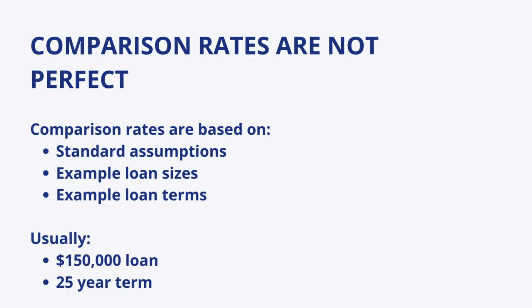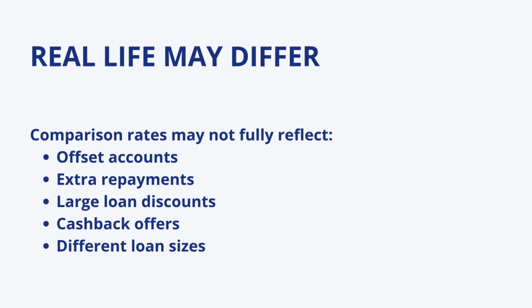This is the really important part many Australians miss. Comparison rates are calculated using standard assumptions, usually based on a $150,000 loan over 25 years, but many Australians borrow far more than that today, so your real costs may be very different. A comparison rate is useful, but it's not perfect.